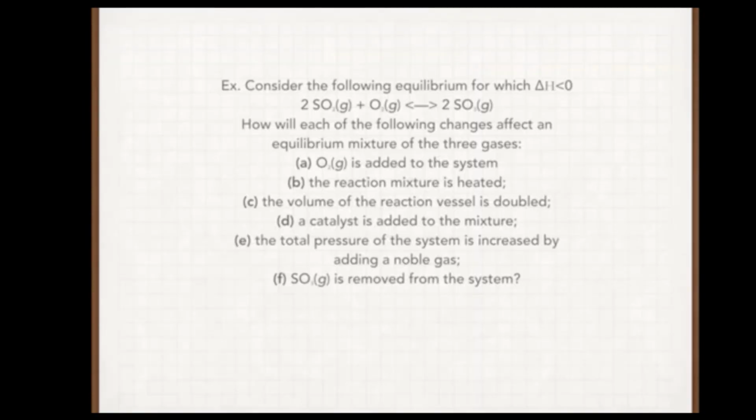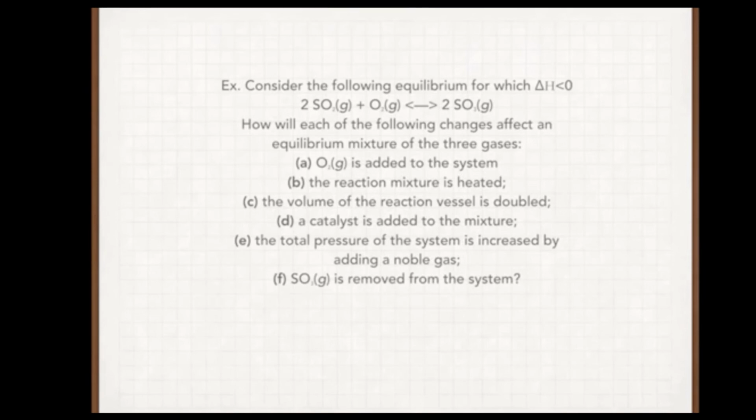So let's look at an example. You guys are going to write this out, but I'm just going to talk it through. For this example, it says that your delta H, your change in enthalpy, is less than 0, which means that this is an exothermic reaction, meaning heat is going to be on your product side because it's being released. So if we look at A, it tells me that oxygen is added to the system.